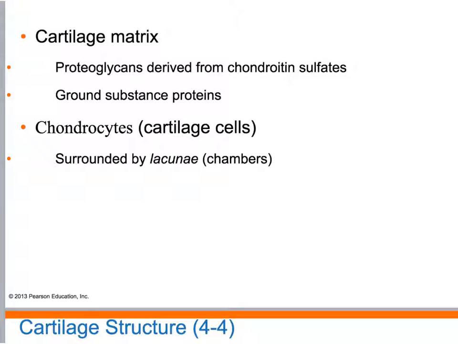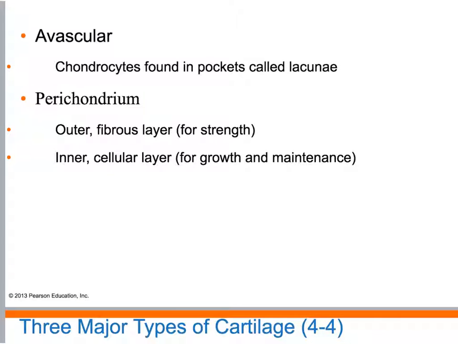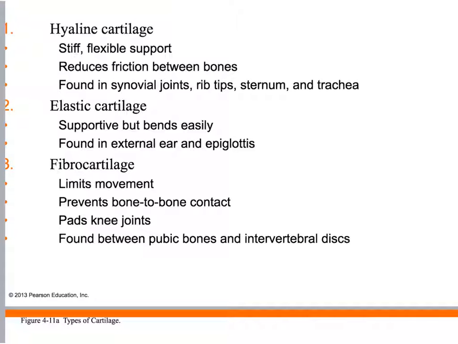The cartilage matrix includes proteoglycans derived from chondroitin sulfates, and the chondrocytes are the actual living cells, the cartilage cells, and they're surrounded by lacunae. Remember that chondrocytes are avascular, and they're found in pockets called lacunae, so it doesn't have good blood flow. That's why when we have cartilage damage, it's usually a slow and long process of healing. And there's something called perichondrium, which is the outer fibrous layer for strength, and then an intercellular layer for growth and maintenance. There are certain types of cartilage.